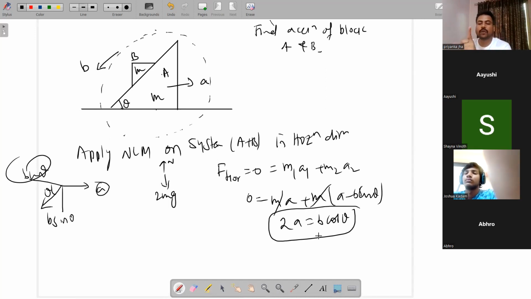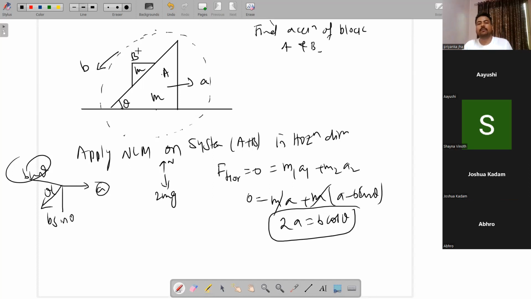Now we also need one more equation so that we can find A and B. Now I'll consider the motion of B along the inclined plane. Why? If you consider the motion of B along the line perpendicular to the inclined plane, you have to include the normal between these. The normal is acting perpendicular to this inclined plane. And if I consider the motion of B along the inclined plane, then there is no need of including the normal.